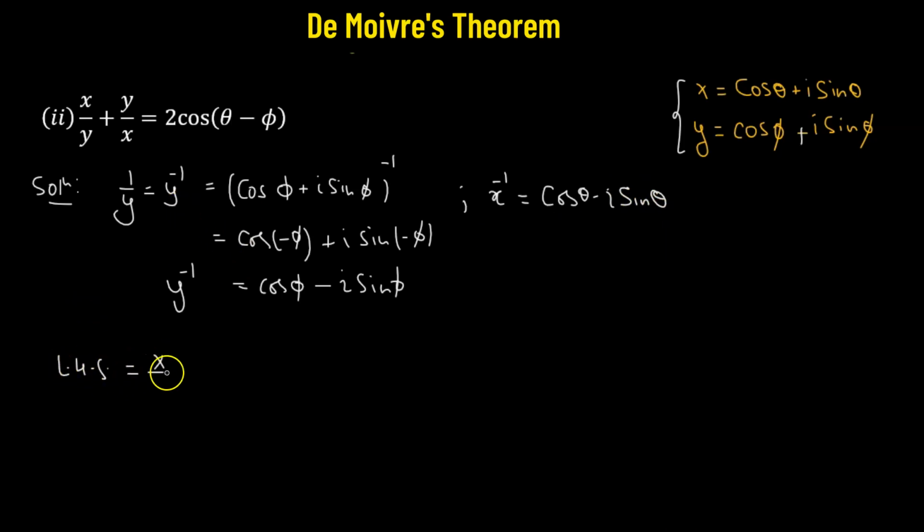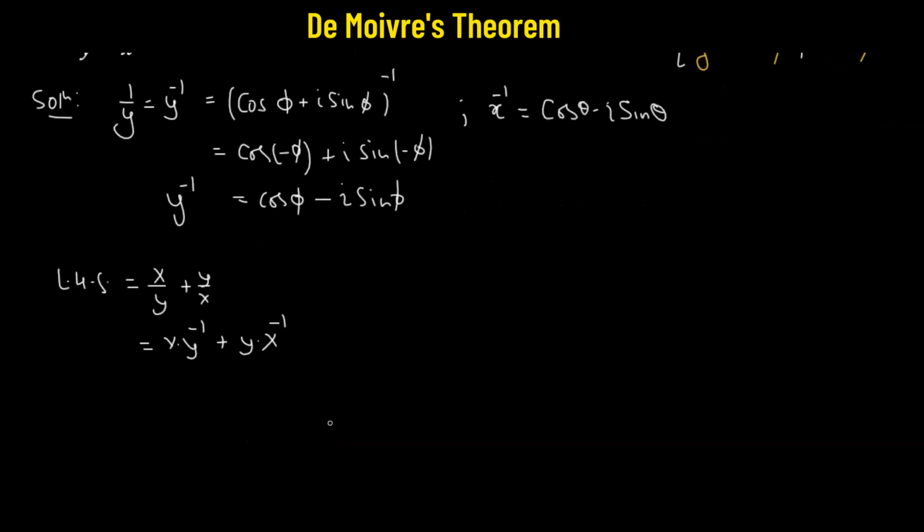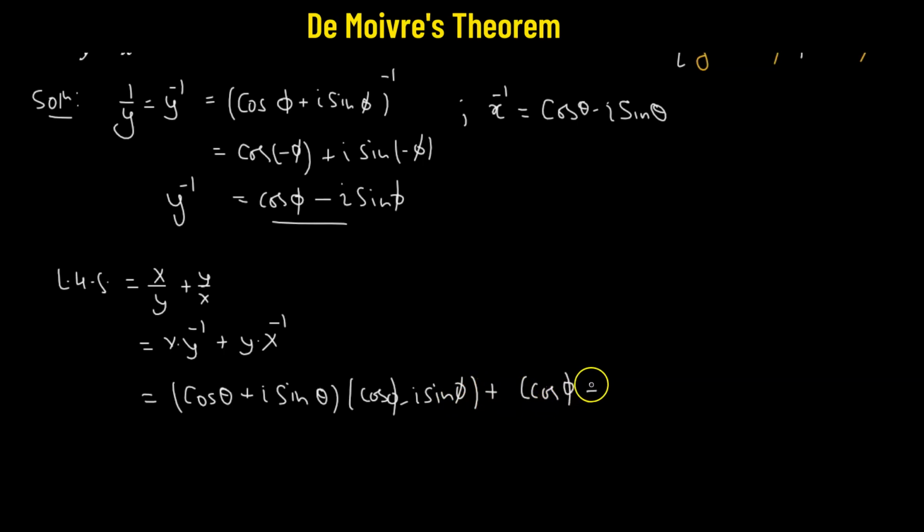So here we have x over y plus y over x. That will be equal to x times y raised to the power of -1 plus y times x raised to the power of -1, which means we'll multiply x. Our x value is cosine theta plus iota times sine theta. This gets multiplied by y inverse, which is cosine phi minus iota times sine phi, added to y. So y is cosine phi plus iota times sine phi, multiplied by x inverse, which is cosine theta minus iota times sine theta.